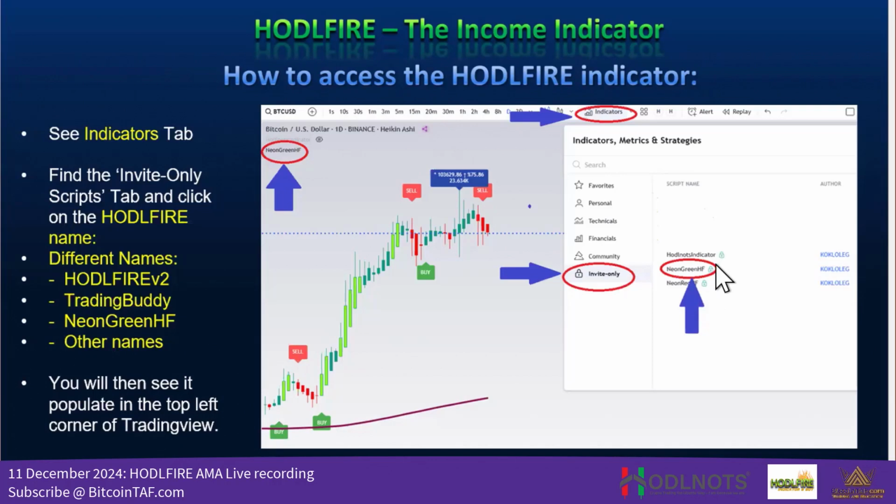Not all of them. You will find some of them listed in the TradingView areas in the community, but ours is not in the community. We do not advertise against house rules in TradingView, and we don't list it in TradingView at all. It's exclusive to Bitcoin Trend and Forecast. This one, the newest one, is Neon Green HODLFIRE. So when you tap on this name right here, it will populate the HODLFIRE right here. You'll see it over here under your indicators. And that's when you know that you have it, and then it will display and you'll be able to use it.